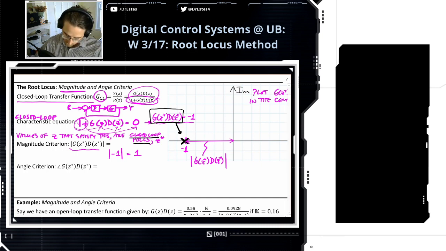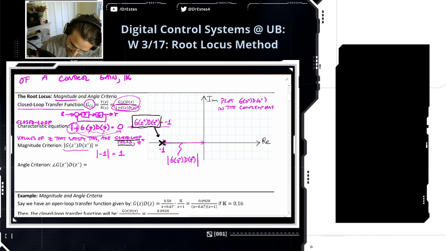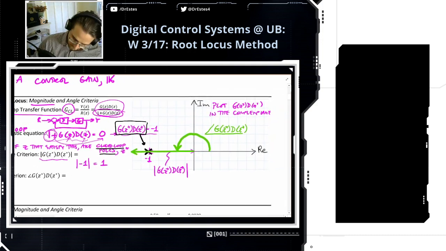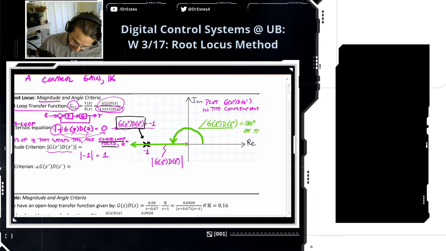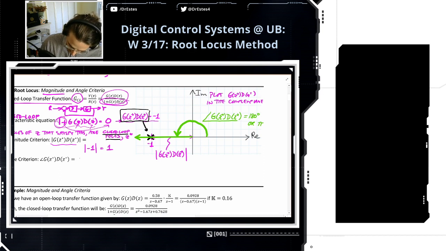Let's talk about the angle. The angle is, if you were to draw a ray from the origin pointing through the root, the angle that it makes relative to the positive real axis. So this right here is the angle of G(z)D(z). And you can see in this case, it's equal to 180 degrees or pi radians. So let's put that here. This is equal to pi. Angle relative to the positive real axis.